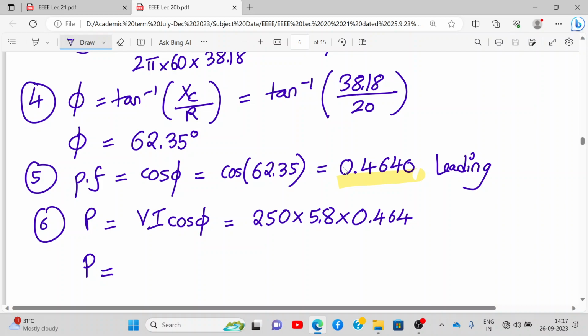Anyone? 672, 672.8. What's the unit? Watts. Yeah, so this is the answer.